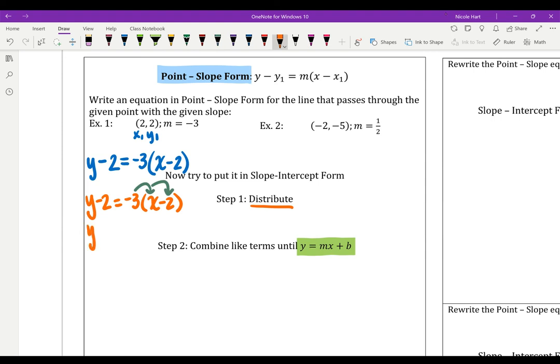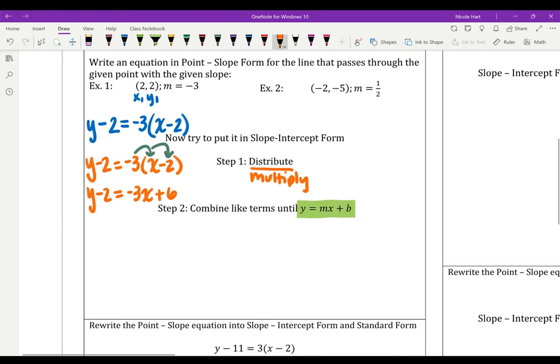So we have y minus 2 equals, and when we distribute, we are multiplying. So -3 times x is just -3x, but then -3 times -2, a negative times a negative makes a positive, and it's 6. So then we have y minus 2 equals -3x plus 6, and I want to get y by itself. Y needs to be alone.